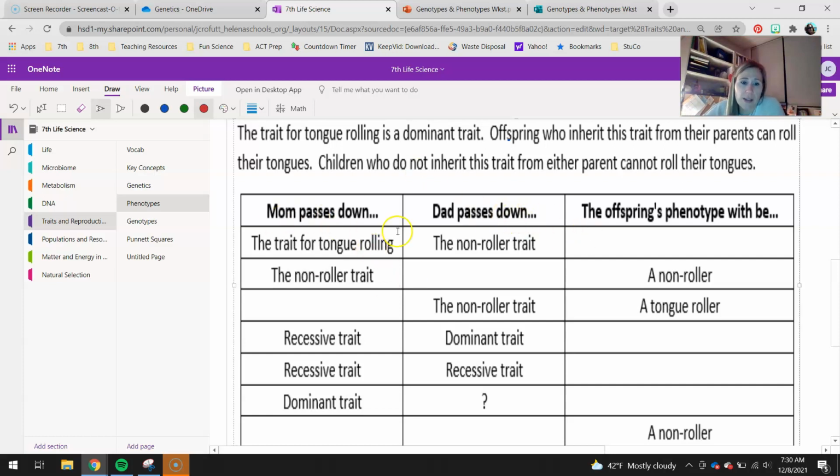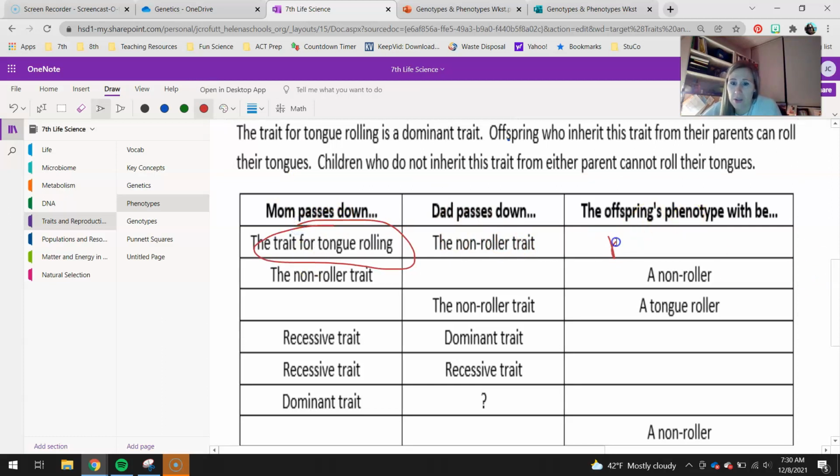All right, so we have some examples. Here's what mom passes down, here's what dad passes down in this column, and then the offspring's phenotypes. Remember, with phenotype, we're looking at physical traits. So for the trait for tongue rolling, mom passes down the tongue rolling trait. Dad passes down the non-roller trait. Because the dominant trait is tongue rolling, the kid is also going to be a roller. So that kid should be able to roll their tongue.